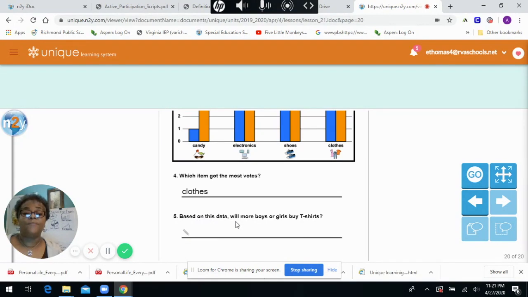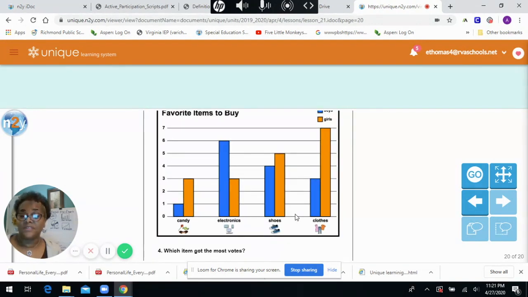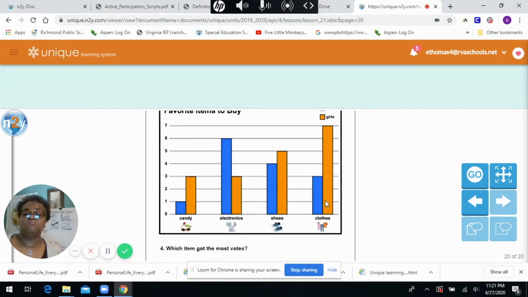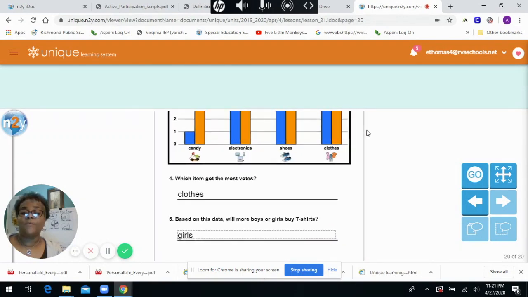Based on this data, will more boys or girls buy t-shirts? Based on this data, who will buy t-shirts? We have the girls because they like to buy what? Clothes. Yes. Okay. All right, so that was wonderful.